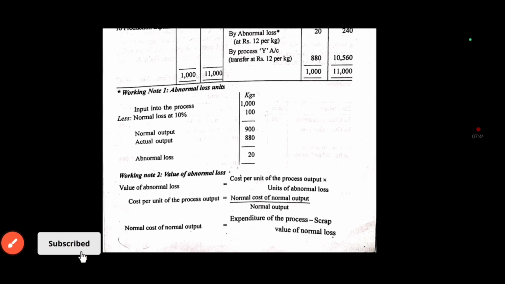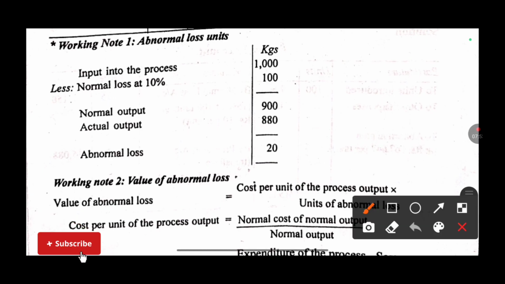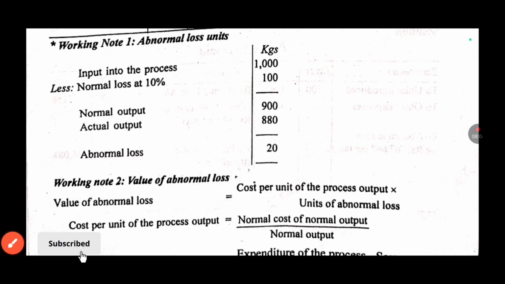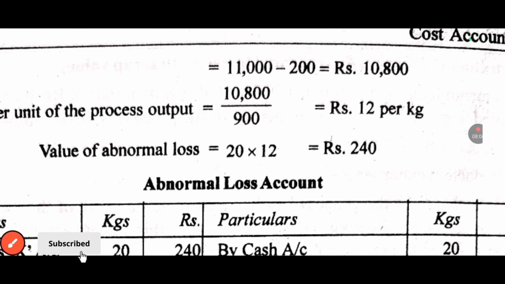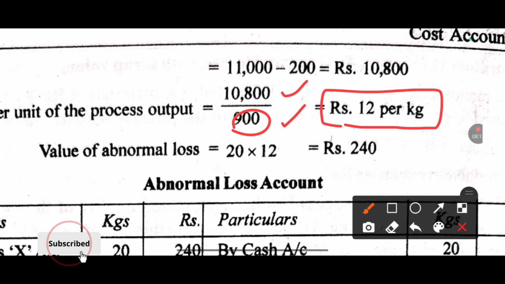So where is the normal output? After subtracting the normal loss 100 kilos from 1000 kgs of input, you will get the normal output 900 kilos. Got it? So the 10,800 divided by normal output 900, you will get the cost per unit, 12 rupees. Per kilo is 12 rupees.